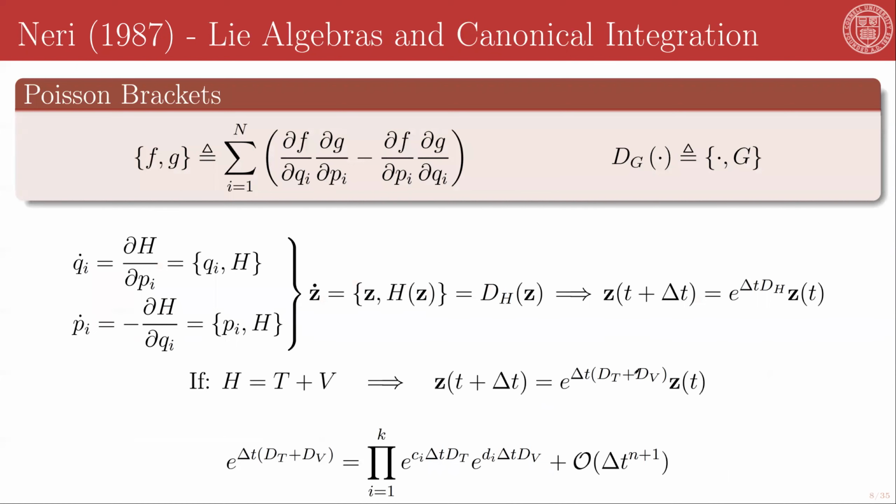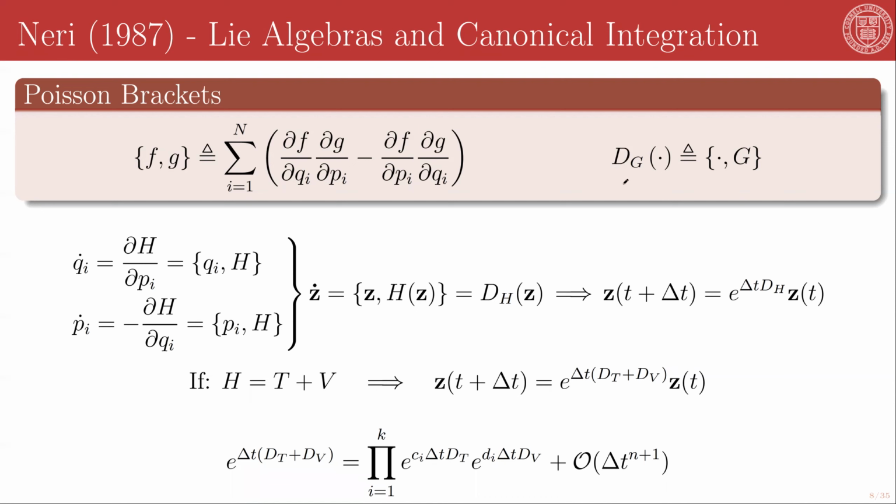Our next step in this story is a paper by Neri from 1987, which introduces another bit of mathematical formalism to help us along. Hamilton's equations can be written in a very compact form using something known as the Poisson bracket. In general, the Poisson bracket of a function f, g is given by the summation over the n coordinates over which f and g are defined of partial f with respect to q sub I times partial g with respect to p sub I minus partial f with respect to p sub I times partial g with respect to q sub I. You will recognize within this that alternating bilinear form that we've previously discussed.